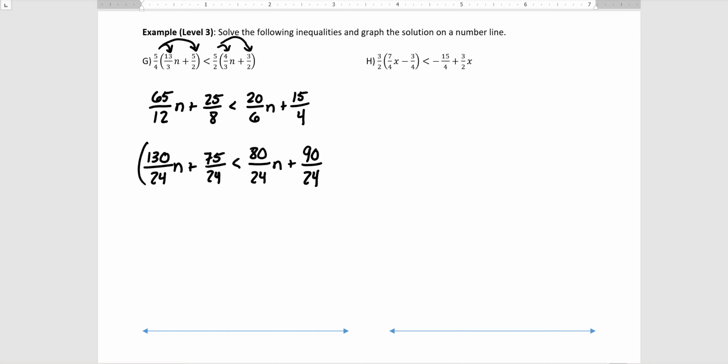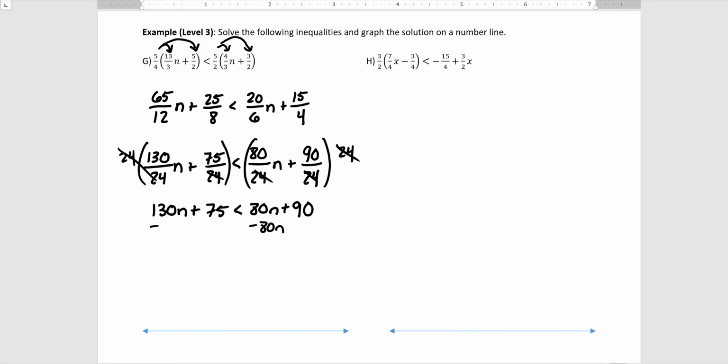All right, so now that that's done, I can multiply everything by 24, multiply by 24, divide that out, divide that. All that gets divided out. I'm left with 130n plus 75 is less than 80n plus 90. And this is something that's much nicer to work with. So I can subtract 80n from both sides, subtract 80n. When I do that, I get 50n plus 75 is less than 90. I can subtract 75, subtract 75. When I do that, I get 50n is less than 15.